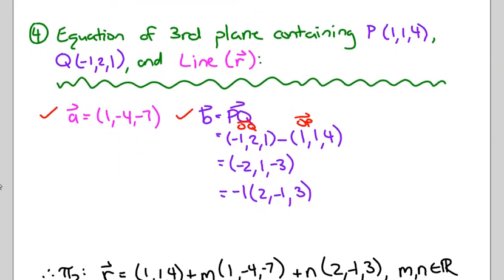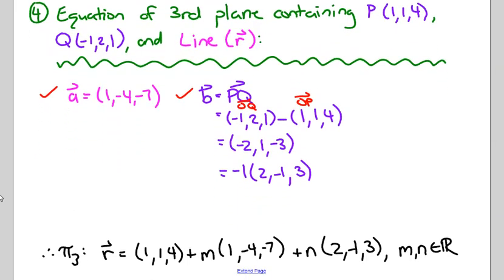Now, taking those two vectors, A vector and B vector, okay, so I don't really care about this. I care more about that. Putting parameters in front of them, whatever letters you want, as long as they weren't used before, and then choosing either P or Q and putting that in as our point. We then have an equation for a third plane, and that is it, folks.